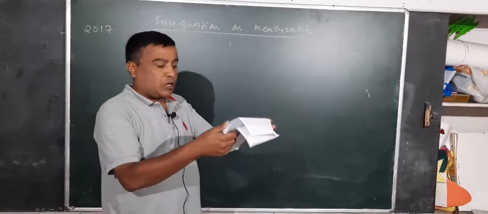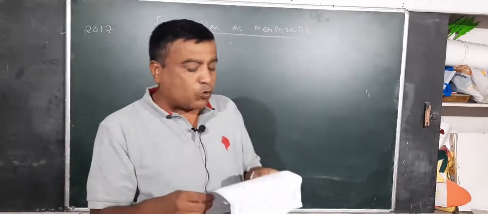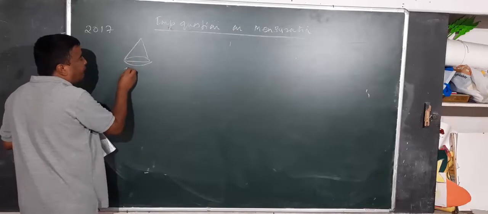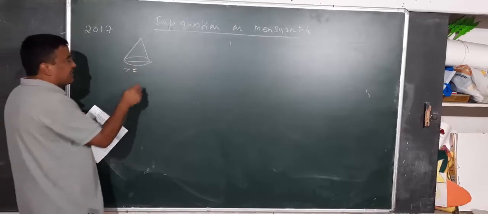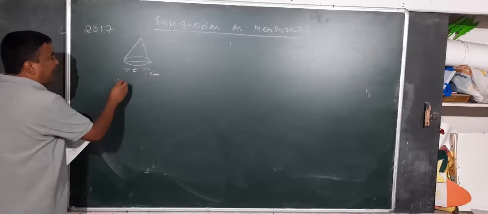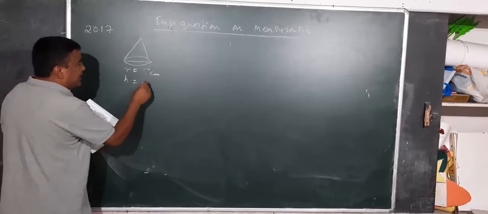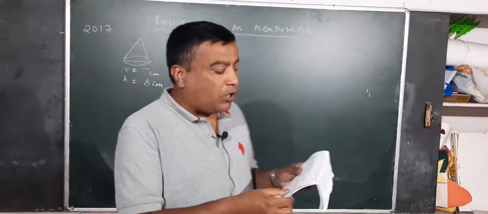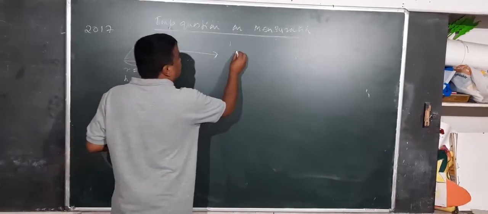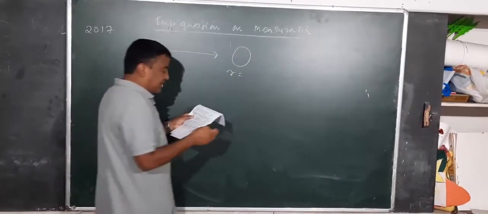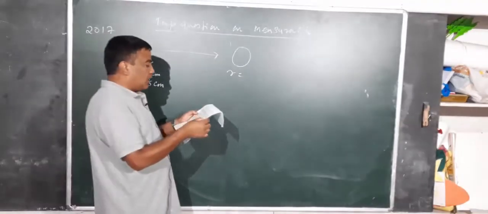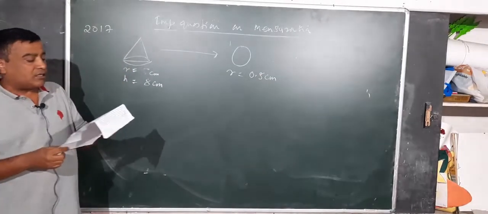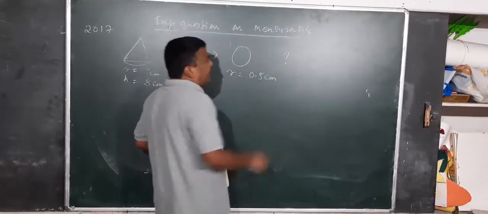Now ICSE 2011. A solid cone of radius 5 centimeters and height equals 8 centimeters is made into small spheres whose radius is 0.5 centimeter. Find the number of spheres. That means you have to find out the number.